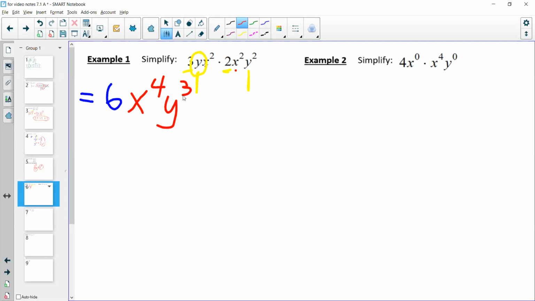Moving on to example 2. Right off the bat, we should notice that we have a couple of 0 exponents. Remember that any number besides 0 raised to the 0 power equals 1. So I can cross out those two parts of this. And all I'm left with is 4x to the 4th.